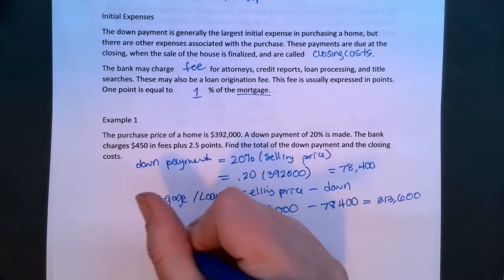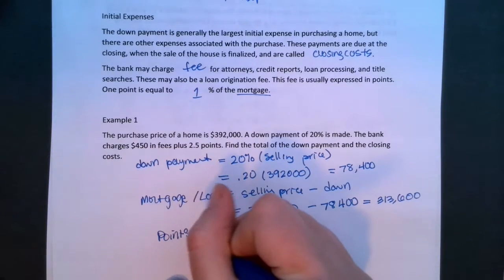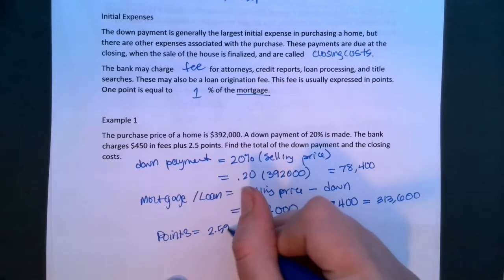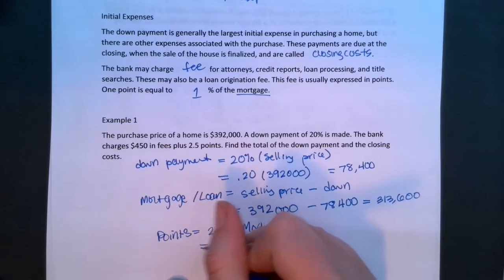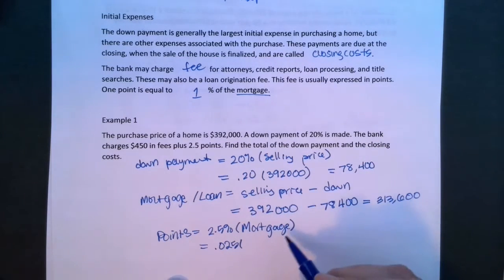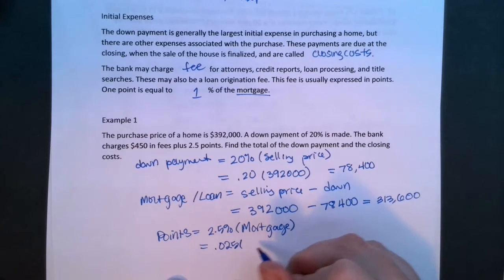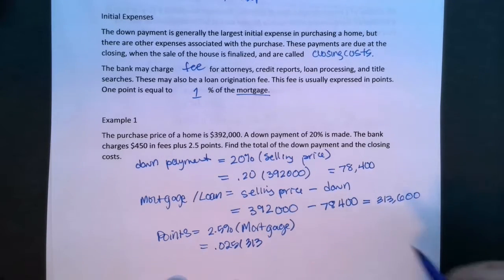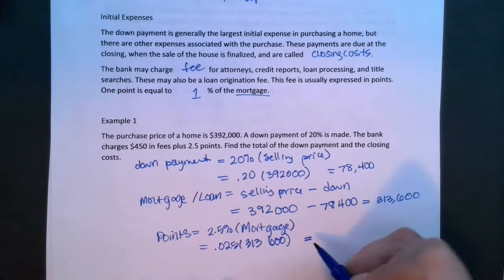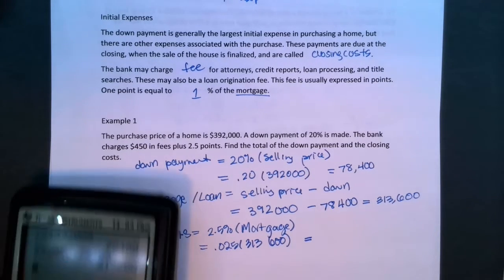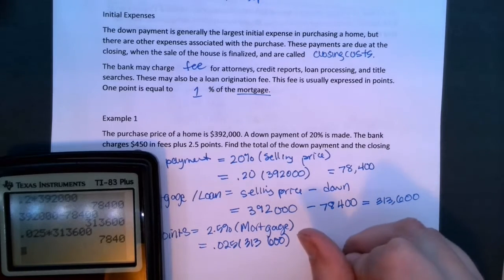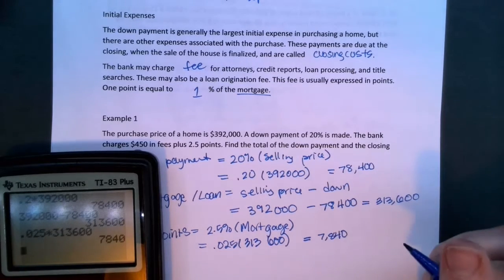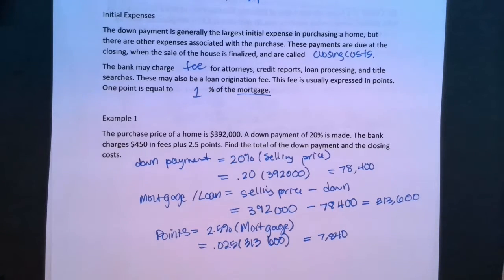So our points fee is going to be 2.5% of the mortgage. Just reinforcing that formula, so it's 0.025 times our mortgage, which was $313,600. So plugging that into our calculator, $7,840.